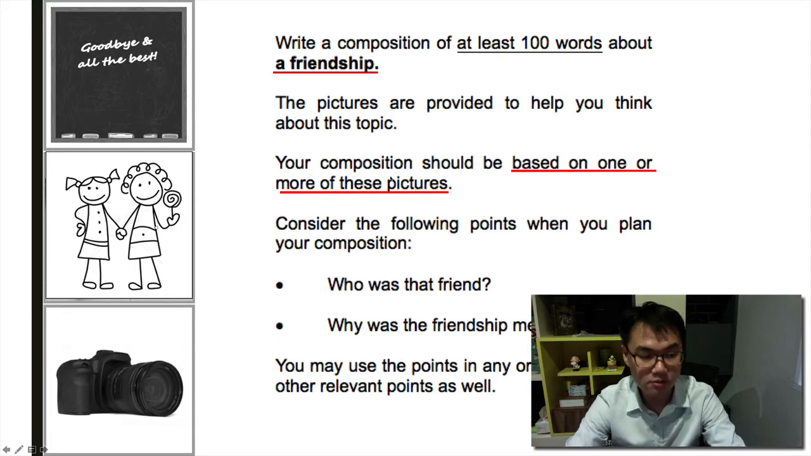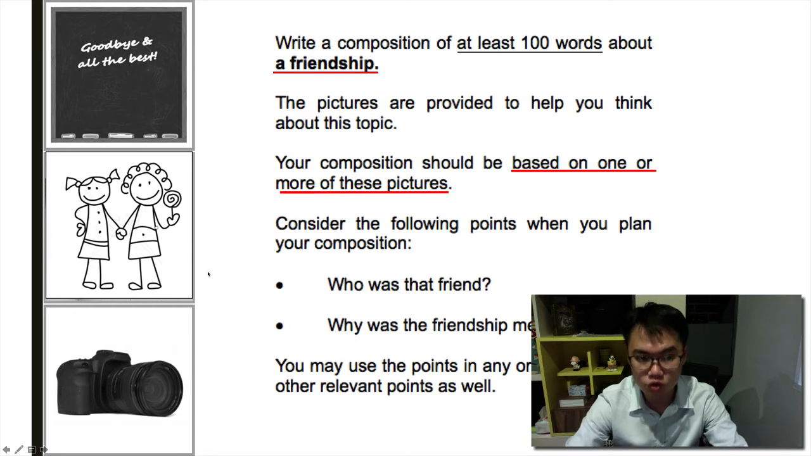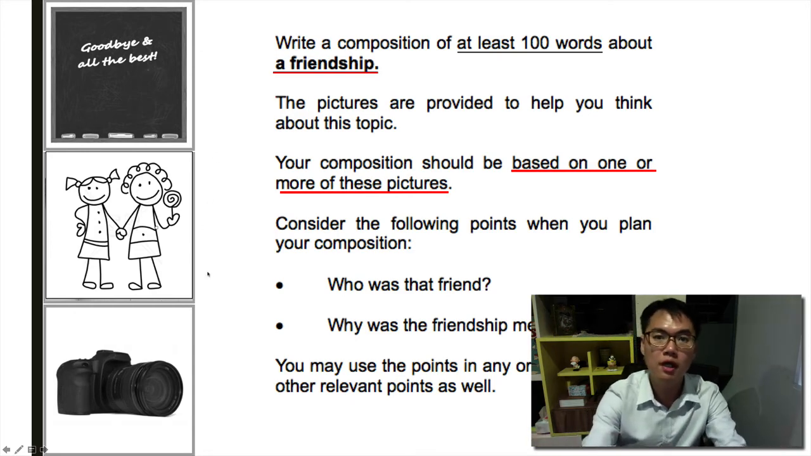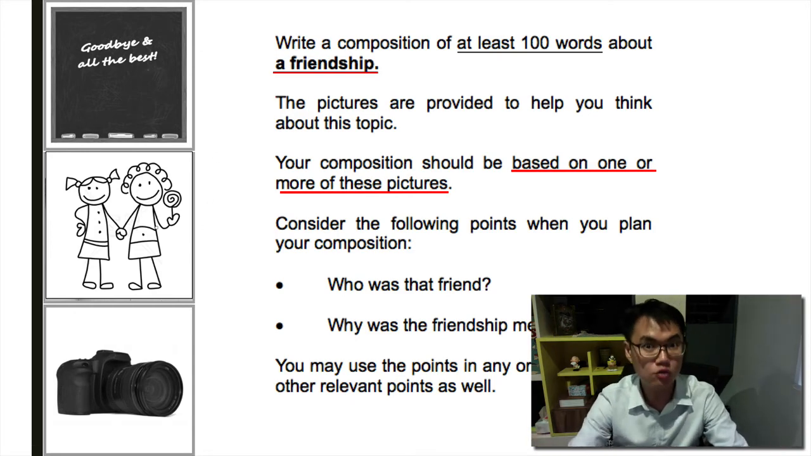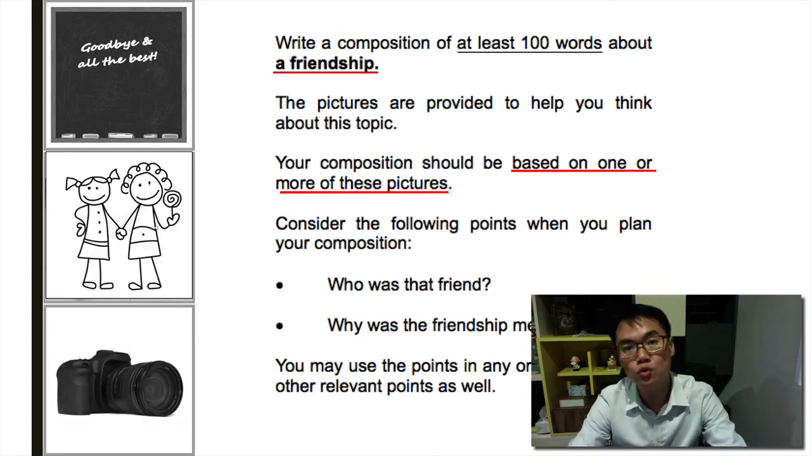You could use one, two, or three. But bear in mind that the more pictures you choose, the more narrow and the more focused your story has to be. You have to include all the pictures you choose. So Mr. Pang's suggestion is to just choose one picture or at most two in order to give your story more room to grow. So that's the first part, looking at the picture.